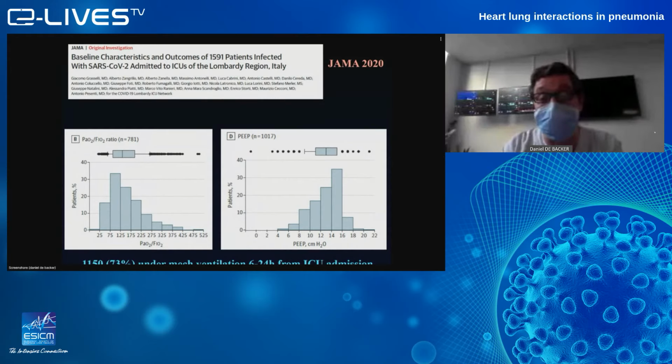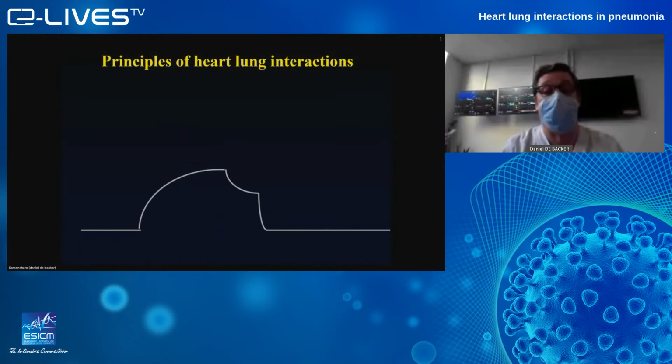But you can also see that the median PEEP is 13 to 14 centimeters of water. So quite elevated pressure is applied in this condition, and that, of course, will contribute to significant hemodynamic alterations. So perhaps the heart-lung interactions will be more present in these patients with COVID-19 than in classical RDS, but we still do not know exactly because we do not have enough data published in this specific subtype of patients.